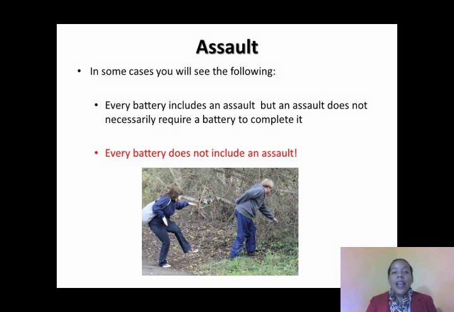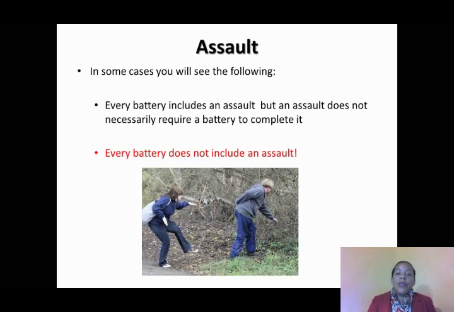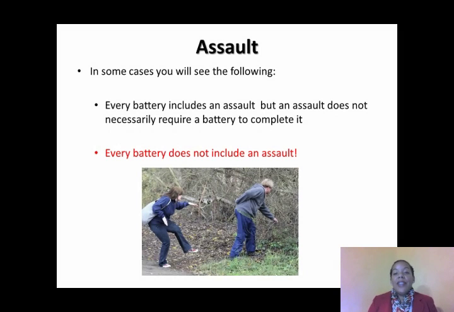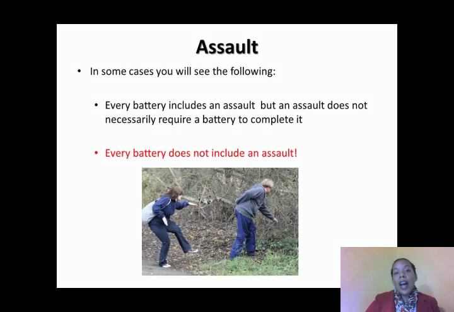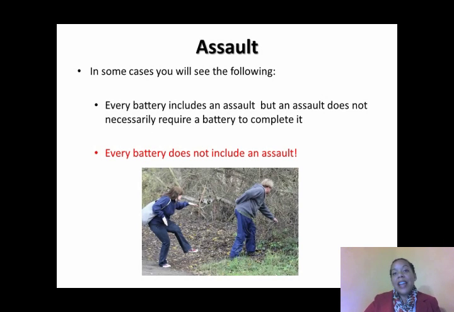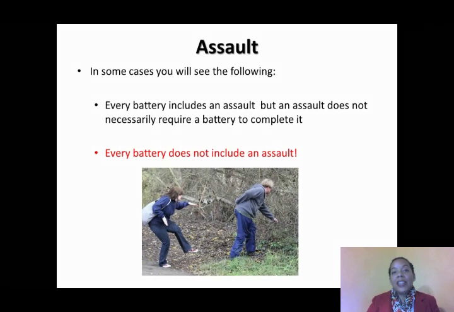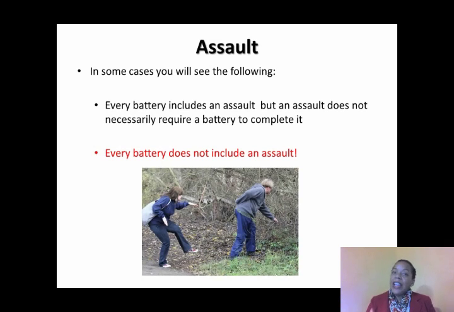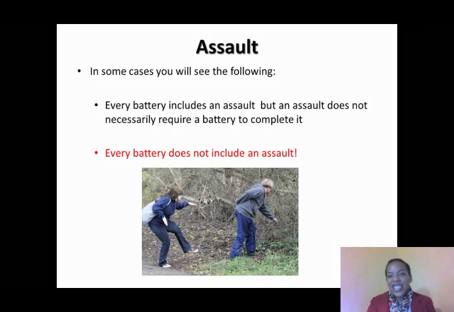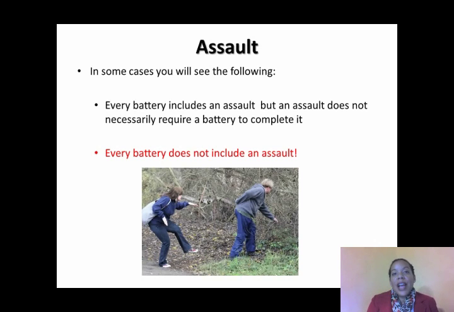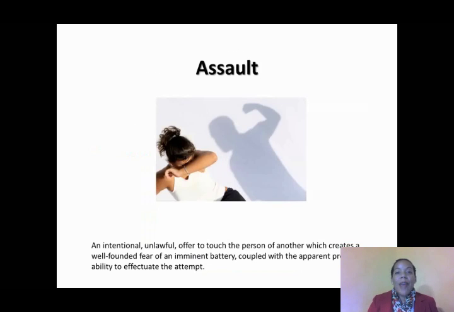In the same way, assault does not necessarily require a battery. Even if the actor is intending to cause a battery, the actor intends to cause a harmful or offensive contact, if the contact does not actually result, then there's no battery. But if she had apprehension, or if he had apprehension of a harmful or offensive contact, then you have satisfied the requirements for assault. So let's go back.